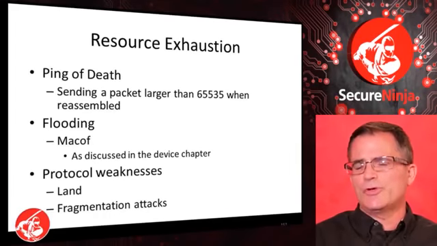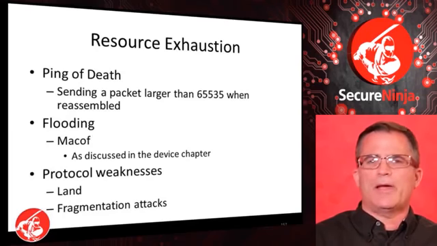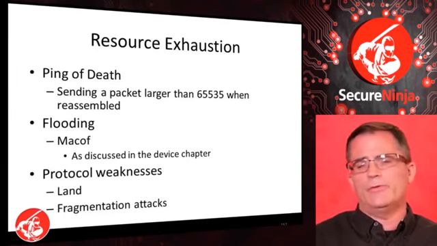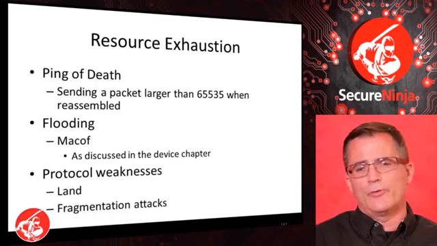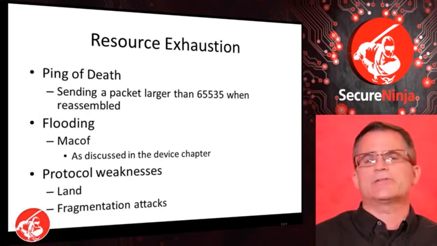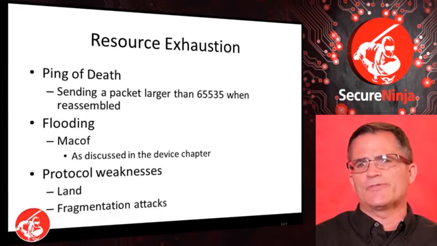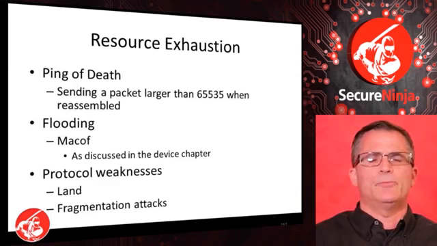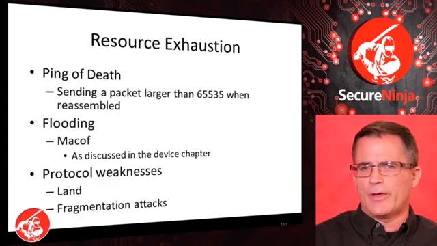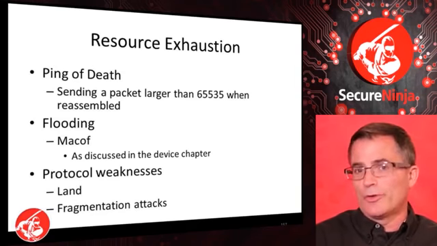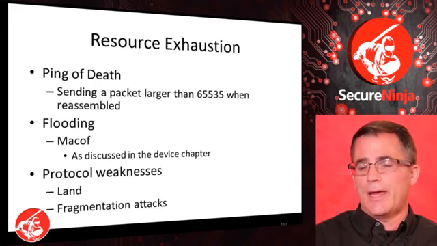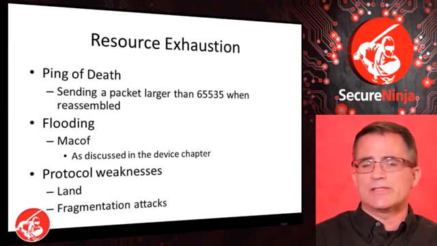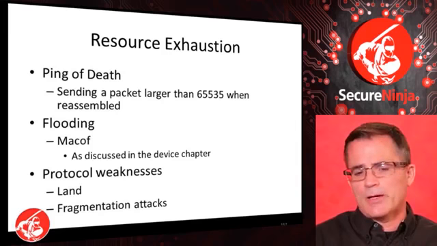Even though it was fixed in Windows NT Service Pack 3, it came back around again in Windows Server 2003, Windows 7, etc., because they forgot how they fixed it way back when and one of their patches broke it. Again, it's a packet larger than 65,535 bytes when reassembled; when the vulnerability was there, a ping of death would cause a blue screen or a denial of service. Flooding, we've talked about MAC-off. MAC-off was used to flood switches, flood the content addressable memory, the CAM, and turn a switch into a hub in 70 seconds. That was MAC-off.